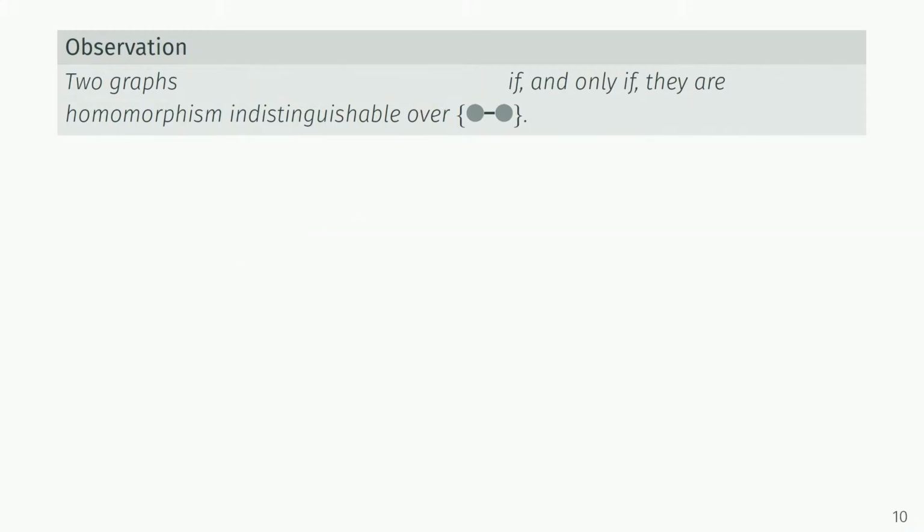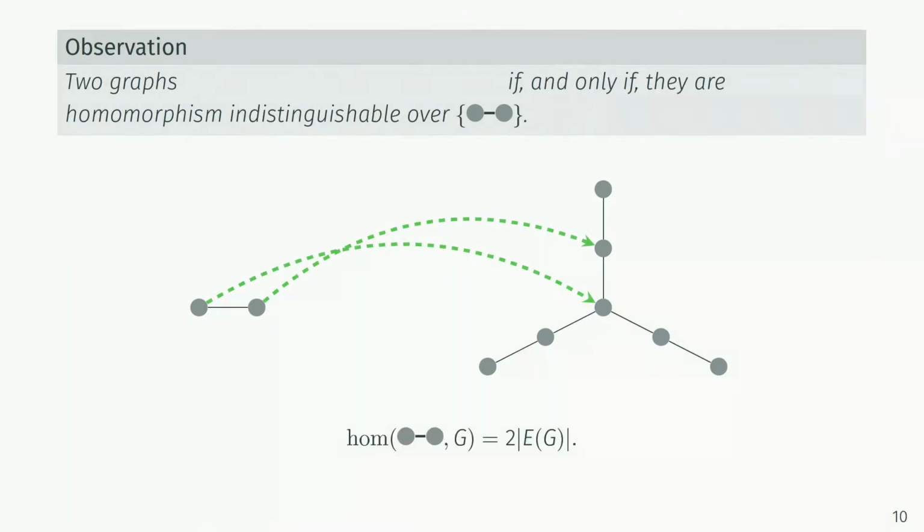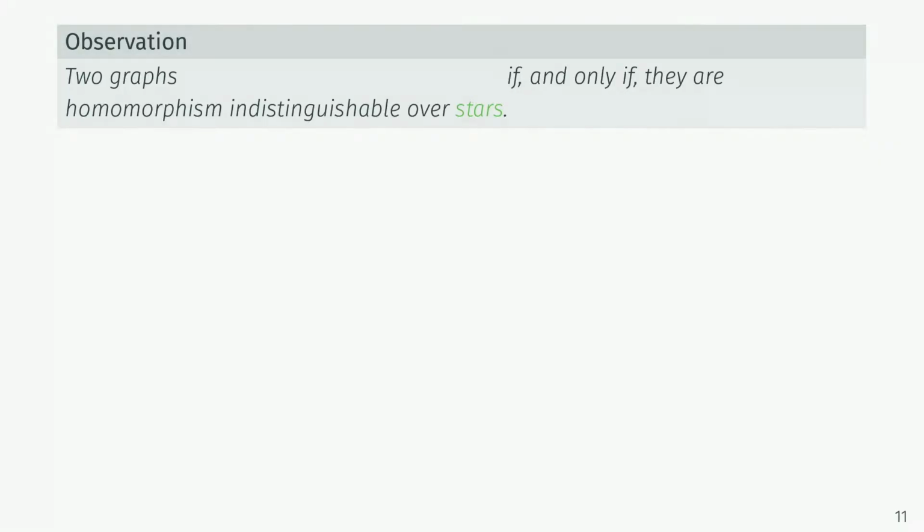Second example, edges. I guess it should be clear. These are the homomorphisms. You can map the edge to this edge, or you can do it the other way around. In total, you get that the number of homomorphisms is twice the number of edges. So two graphs are homomorphism indistinguishable over this class if and only if they have the same number of edges. Simple example. Another example: stars.